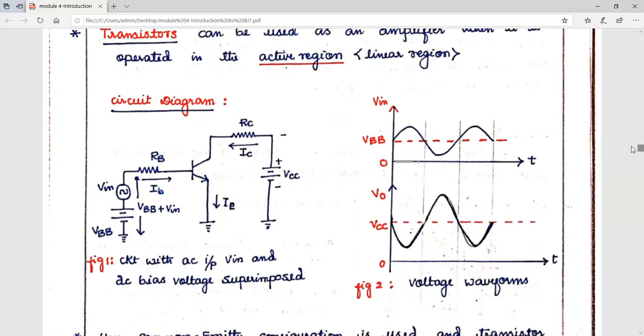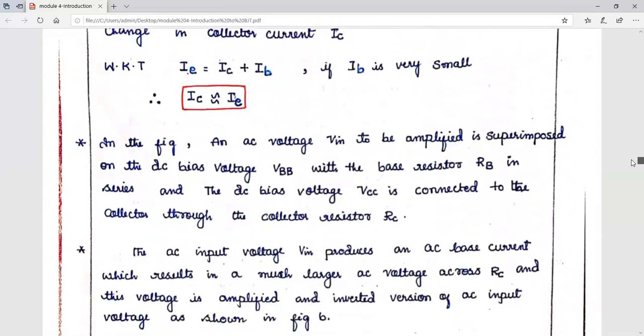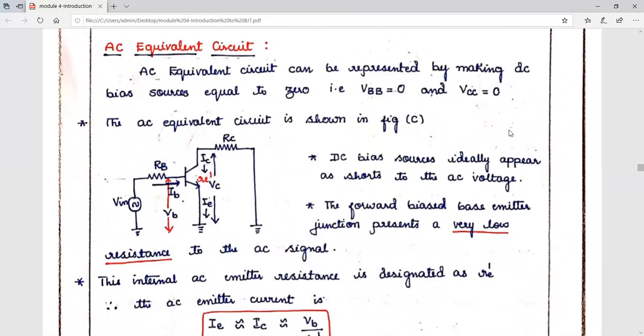voltage amplification. Now if we move further, if I have to write the AC equivalent circuit using the same circuit, an AC equivalent circuit can be represented by making the DC bias sources equal to 0. That is, in the corresponding circuit, VBB will be 0 and VCC will be 0. So if you see here, only the AC input is present, and we don't have the VBB and VCC DC sources here. Now the DC bias sources ideally appear as a short to the AC voltage.